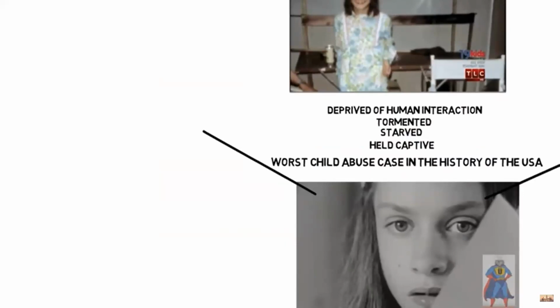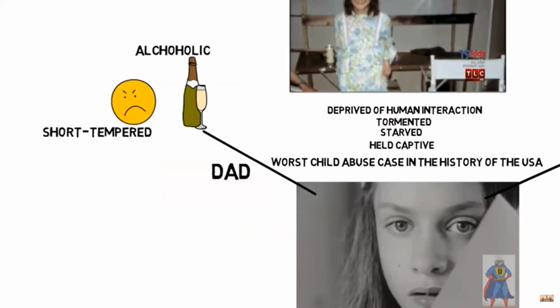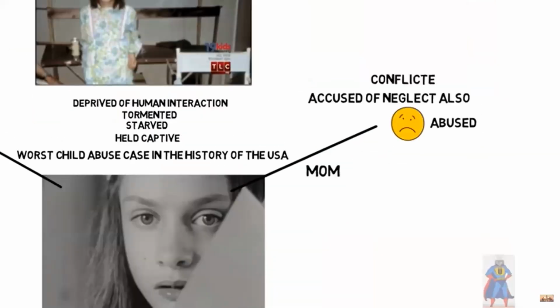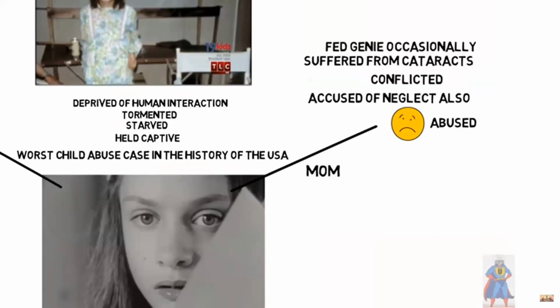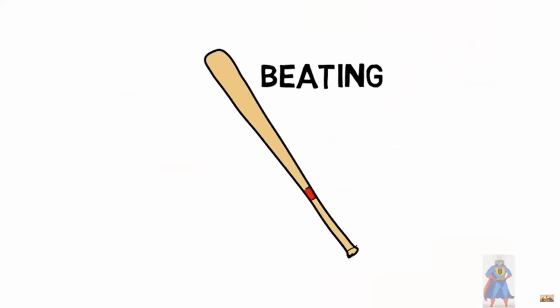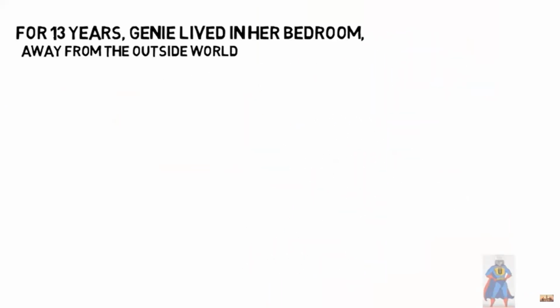Her dad, who forbade everyone in the family from caring for her, had temper issues, hated noise, never wanted children, and lacked care for others. Whereas her mom was abused, conflicted, suffered from cataracts, and was the one who occasionally fed Jeannie. If Jeannie had made any noise whatsoever, her dad would beat her with a baseball bat.